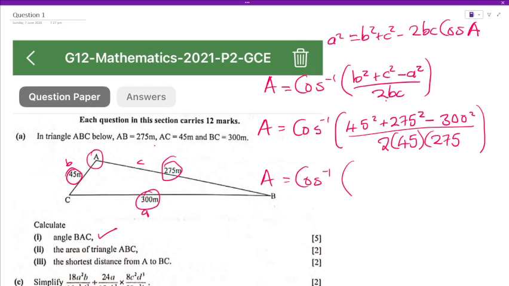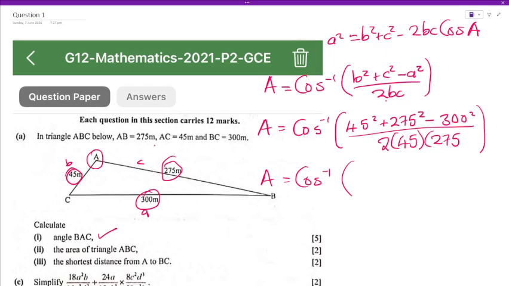45 squared plus 275 squared minus 300 squared, I say equals, and then I'll divide by 2 times 45 times 275. Divided by 2 times 45 times 275, and I press equals. I'm getting a decimal. Initially I'm supposed to get a really small decimal, but let me see if this is correct. Let me just punch again.